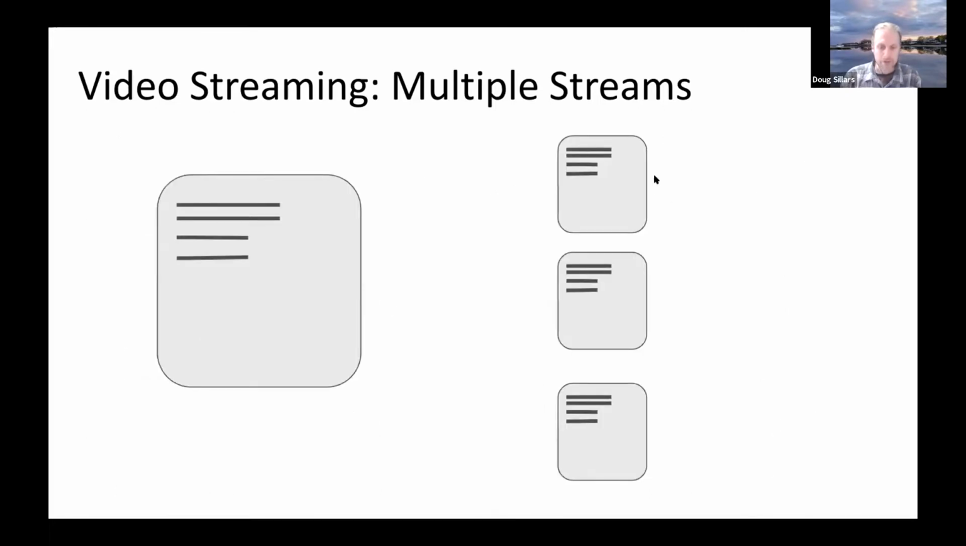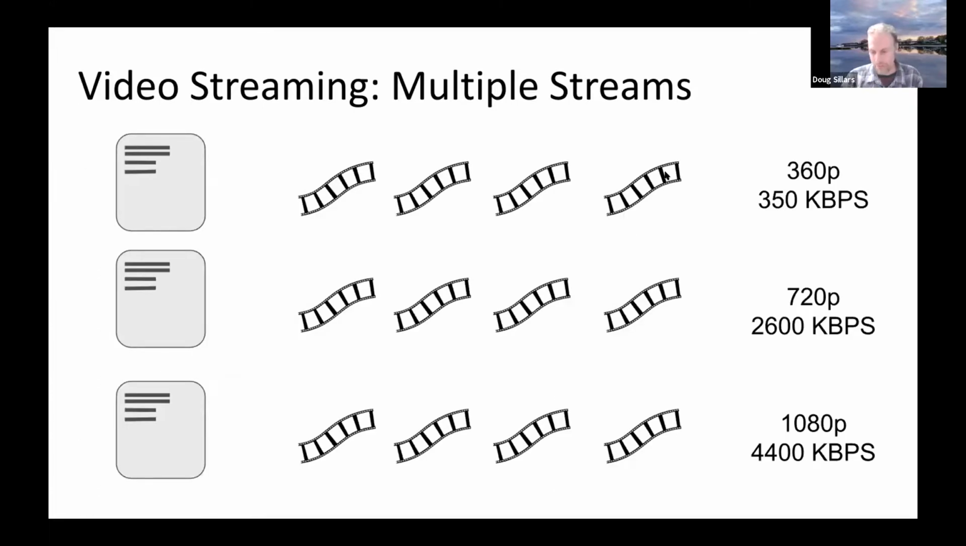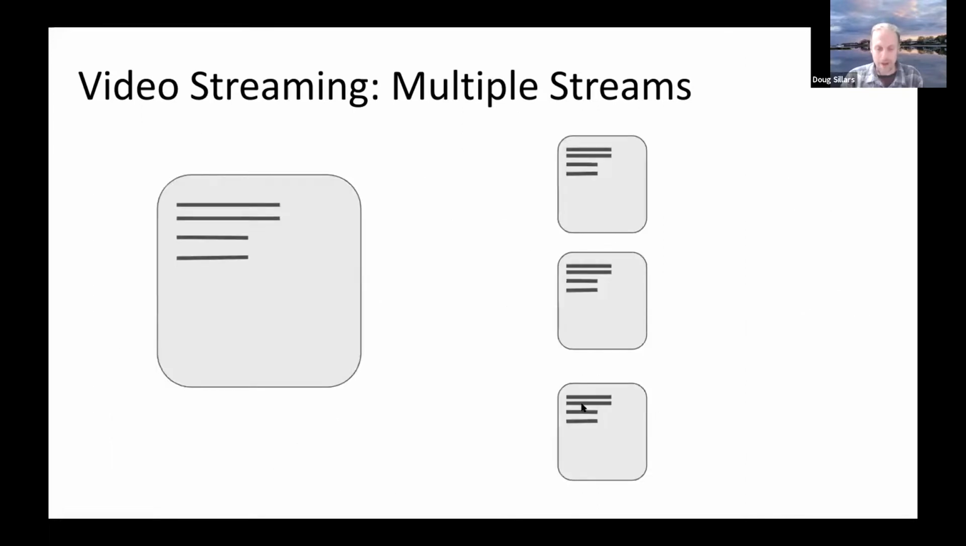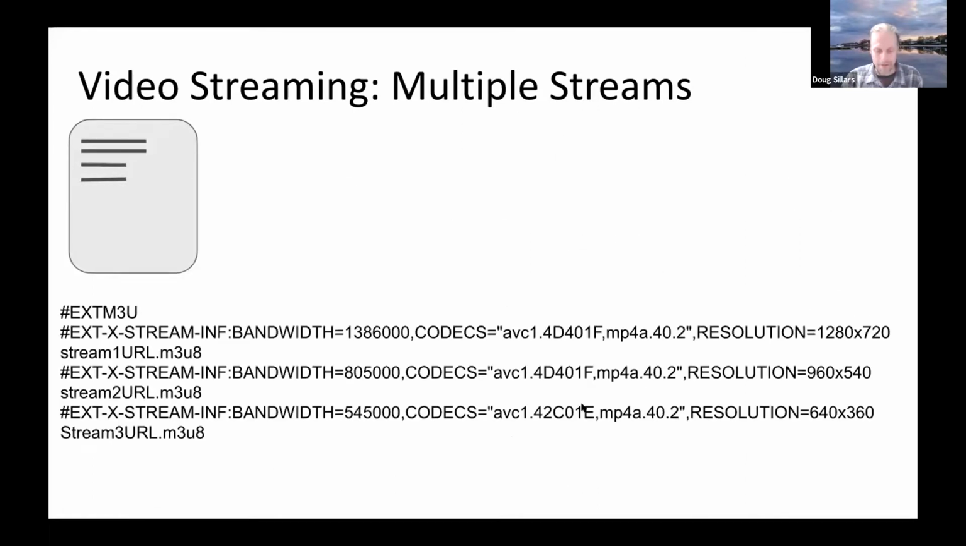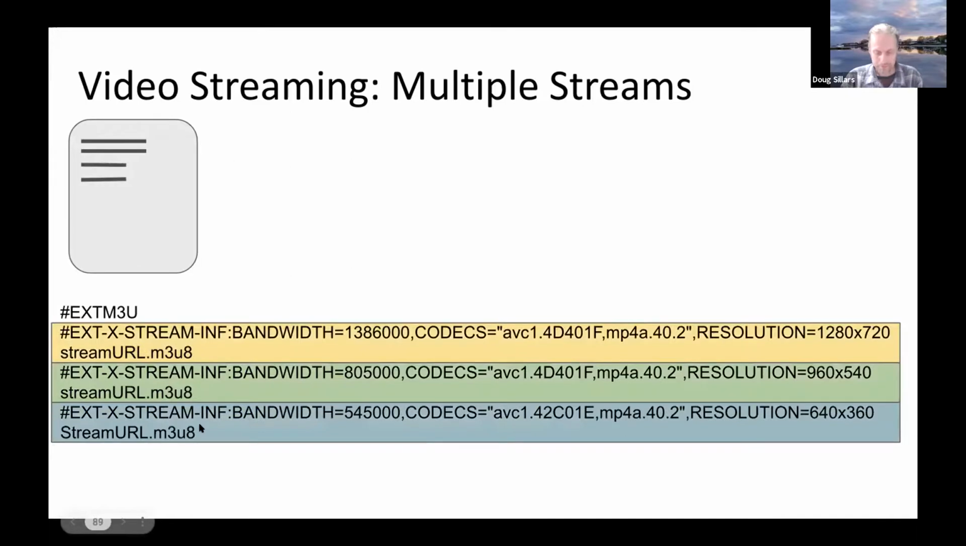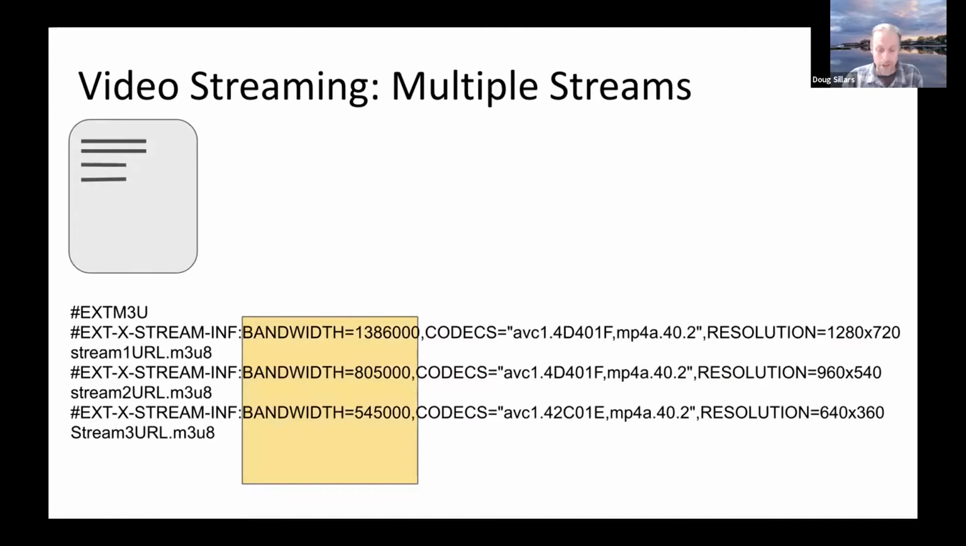To describe these different streams, we have a parent manifest. And that parent manifest looks something like this. And so basically you have a line that describes each one of the streams, right? When I look at these, I tend to look at it this way, right? So here is the bandwidth of the different streams. So if the player knows the speed of the network, it can pick the biggest one. It also knows the codecs that are available. Oh, I'm on a browser that doesn't support this codec. I can do something else.